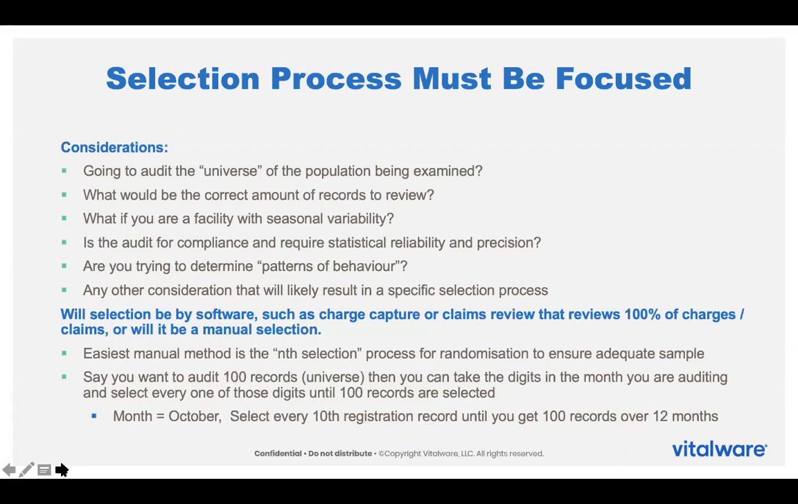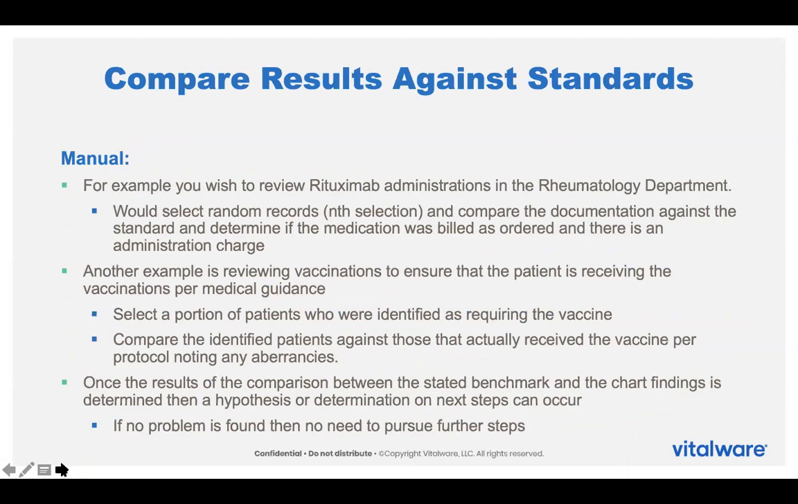Will the selection be made by software? Okay, that's going to do 100% of the charges, but if you're doing a manual audit, you're going to want something easy like the nth selection process. So say I want 100 records total. You can take the digits of the month, now being 11, and you audit every 11th one until you get to 100 selected. Therefore, you take the first 3 11s, so 11, 22, and 33 on Monday, 11, 22, and 33 on Tuesday until you get to 100. And that's just a randomization.